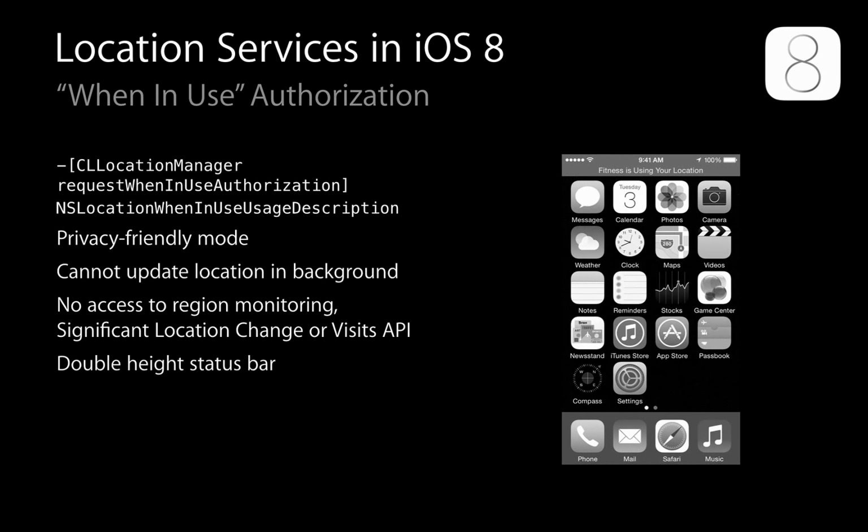When in use is exactly what it sounds like. You're only able to access the device's location while the application is in the foreground. The API that you would call is CLLocationManager requestWhenInUseAuthorization, and the info plist key that you would use is NSLocationWhenInUseUsageDescription. This is a more privacy-friendly mode because applications cannot update location while they're in the background. Additionally, applications won't have access to functionalities such as region monitoring, the significant location change API, or the visits API.